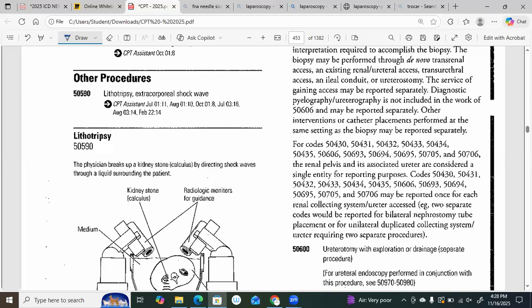Extracorporeal shock waves are focused on the stones and then administered in a controlled manner, so that only the stones are crushed. We may need to use local anesthesia or general anesthesia. We have two types of extracorporeal. The patient is positioned in a special chair so that we can do this procedure and reach the calculi. So this is lithotripsy.